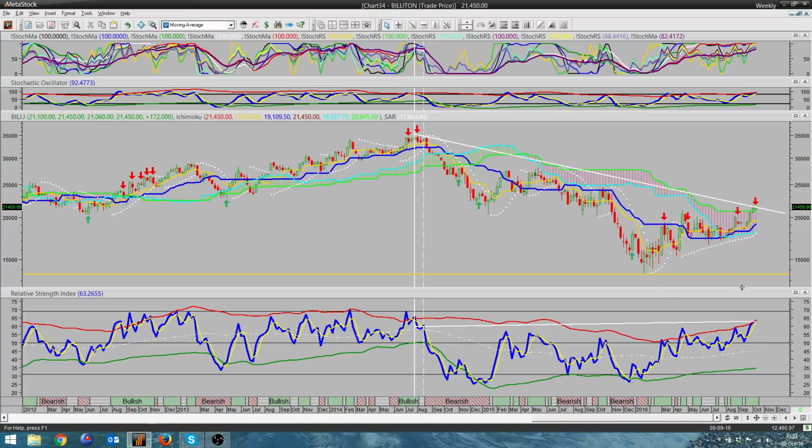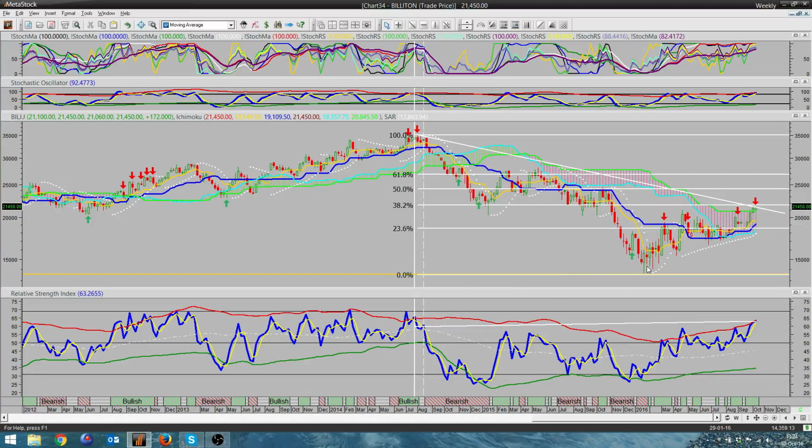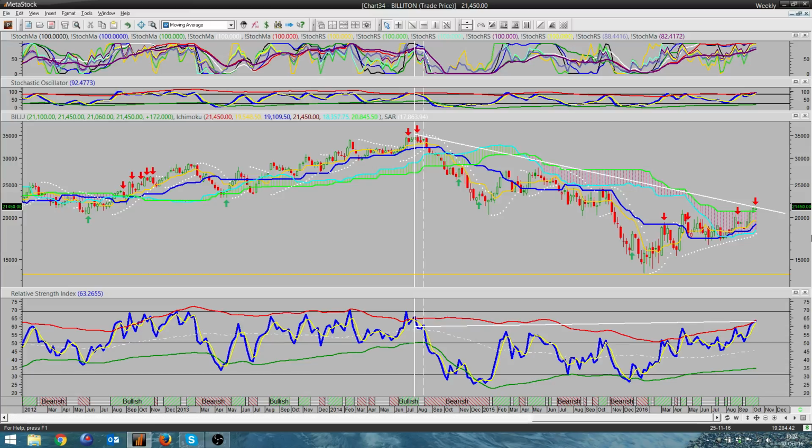I expect BHP Billiton to tank. Also throwing in some fibs there. You can see that the fibs have rallied to 38.2. And we have my arrow for sell there because this thing is popping back into its Bollinger Bands. So that's my expectation for this one. I expect BHP Billiton to tank. That's reverse divergence.